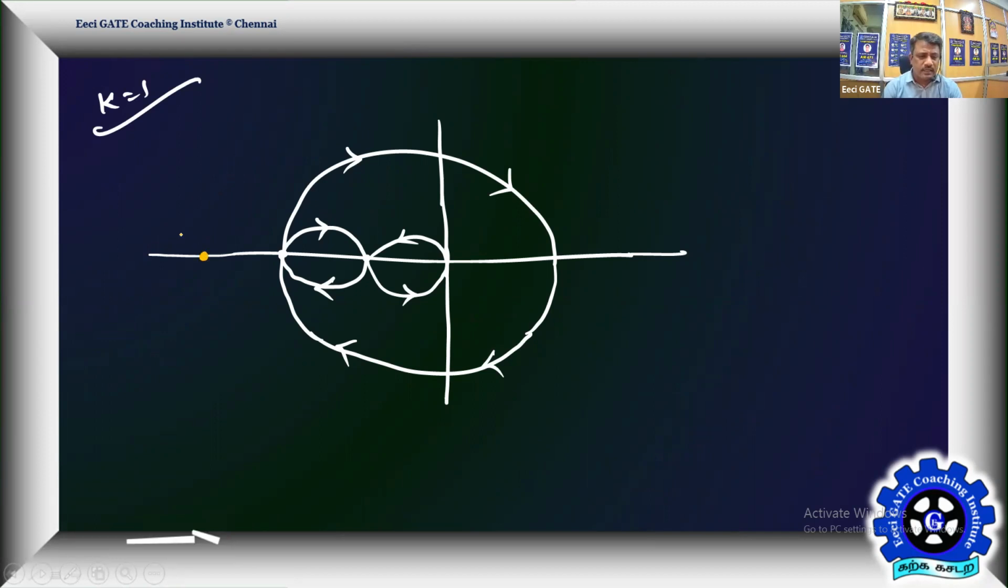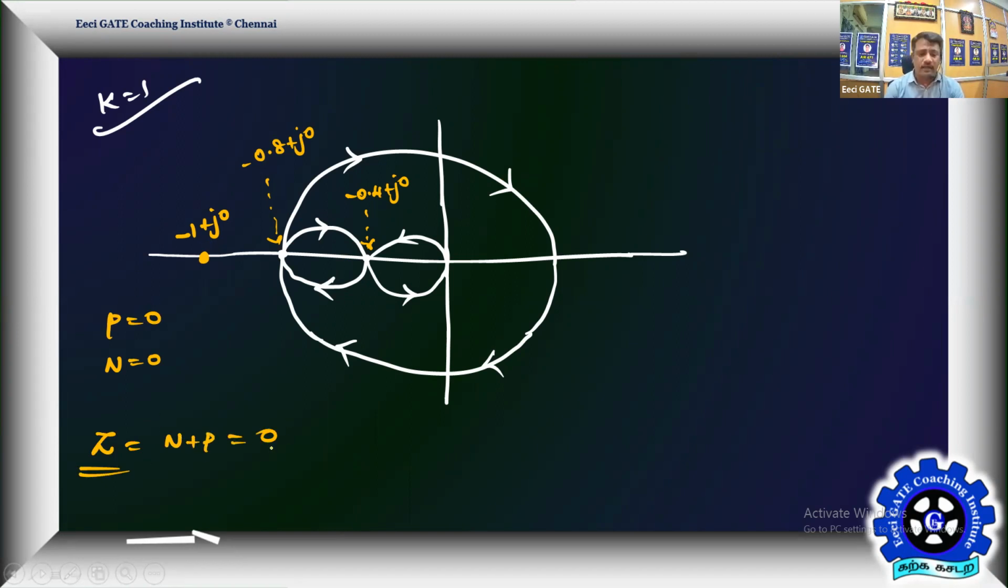this is the critical point, -1 plus j0, we can say. What about this point? We should know. This is -0.4 plus j0. This is -0.8 plus j0. So now there are certain encirclements, but those encirclements are not on the critical point -1 plus j0. Therefore, we have N equal to 0. P is already given as 0. Therefore, Z is equal to N plus P, that is equal to 0.